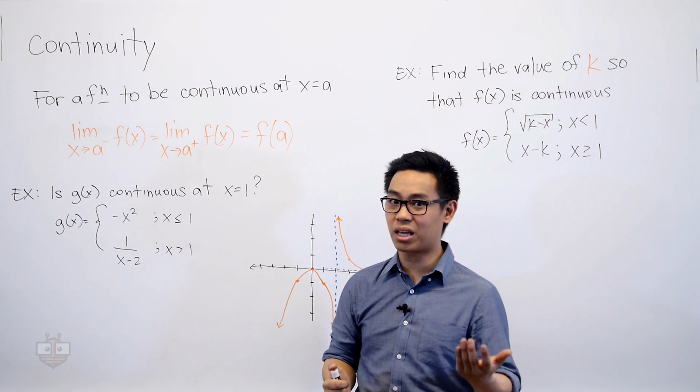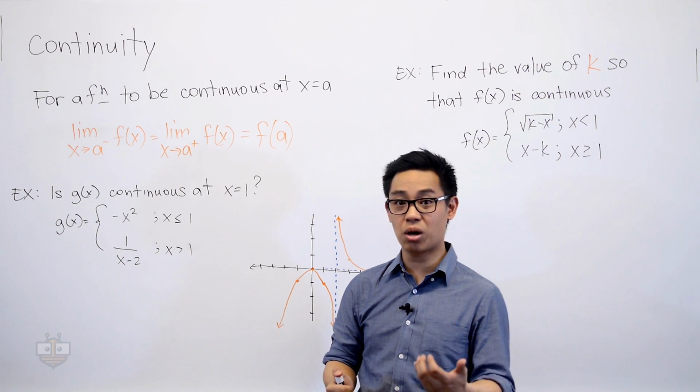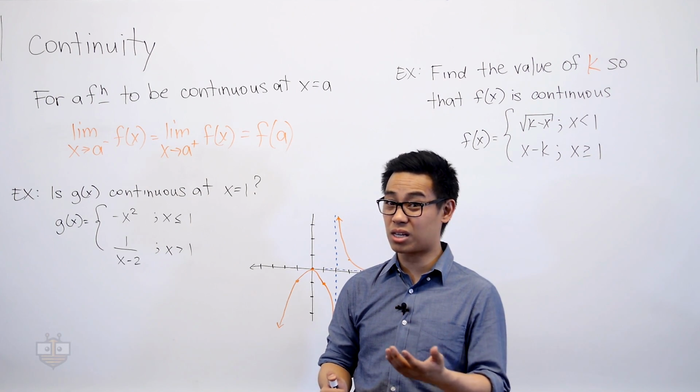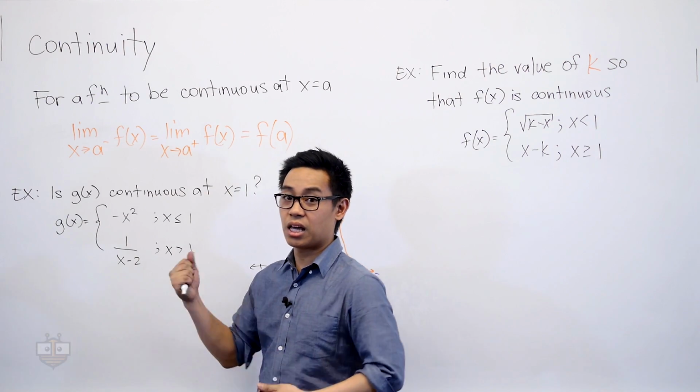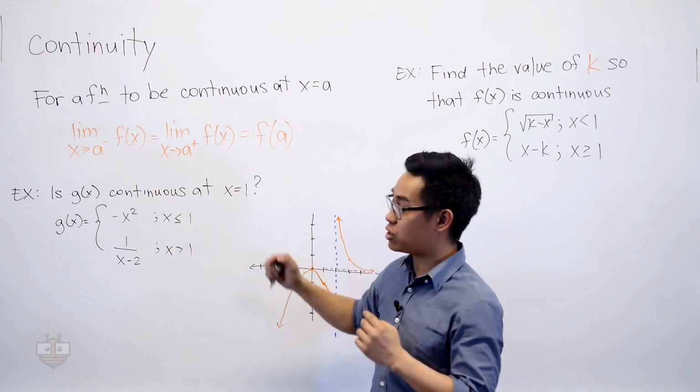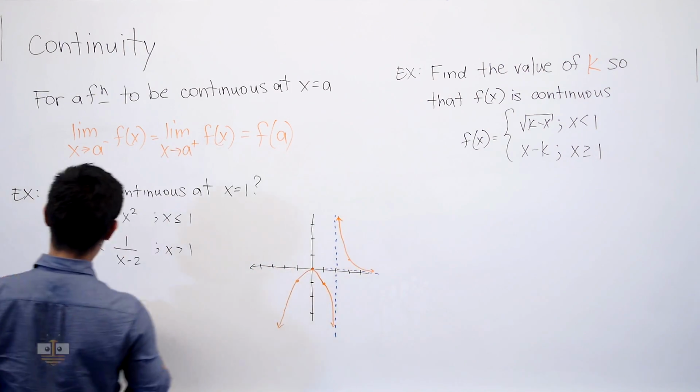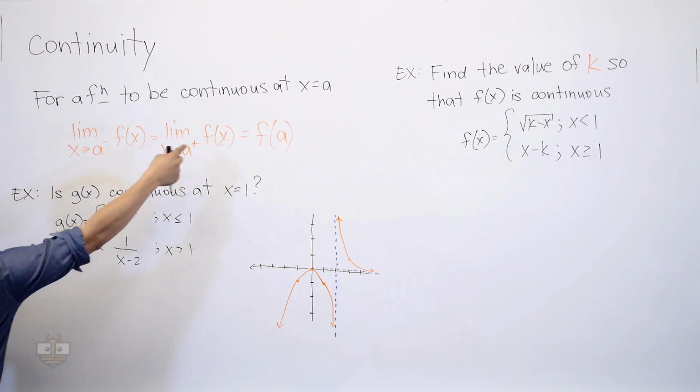If they're not, then you might get a removable discontinuity, a jump discontinuity, which we've already looked at, or an asymptotic discontinuity. So let's look at g of x here. Is g of x continuous at x is equal to 1? Well, our job is to find out all three of these things.